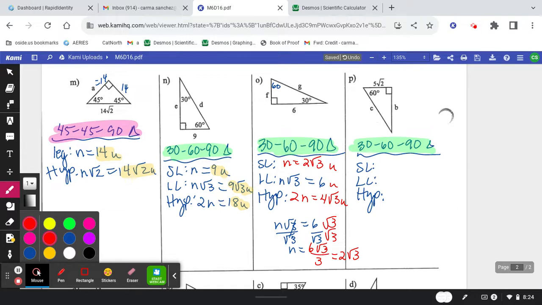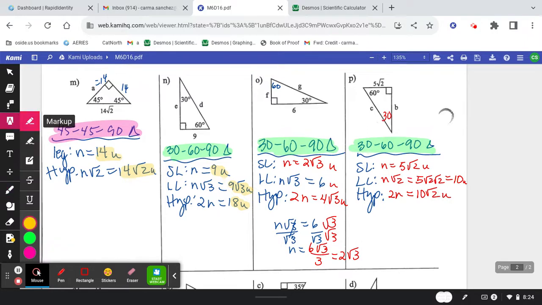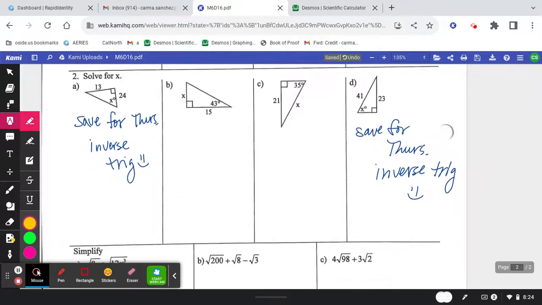All right, this last one's a 30, 60, 90, and they gave us the short leg as 5 root 2. So if I already have the 5 root 2, then the n root 2 is 5 root 2 times root 2. Well, root 2 times root 2 is just root 4. Root 4 is just 2. Remember, a 2 comes out. So 5 times 2, you got it. It's just 10. And then my hypotenuse is double the short leg. So 10 root 2. Okay. That was the practice on the 30, 60, 90 triangles.